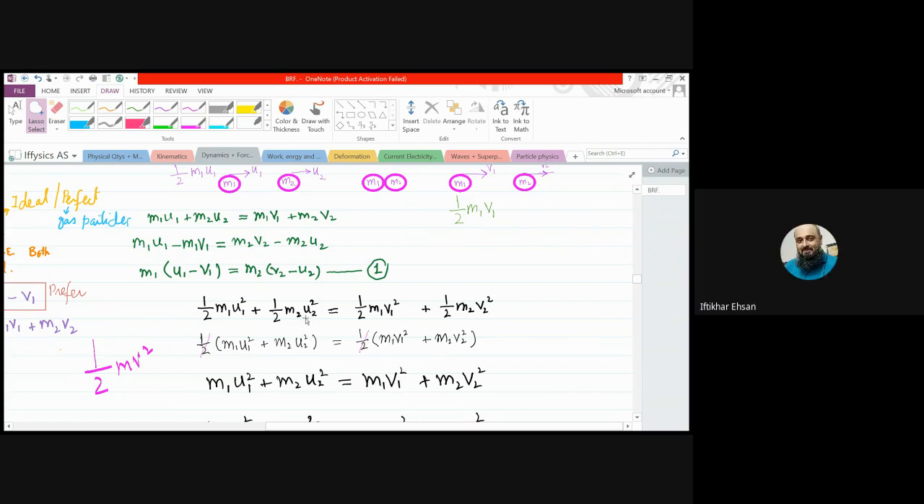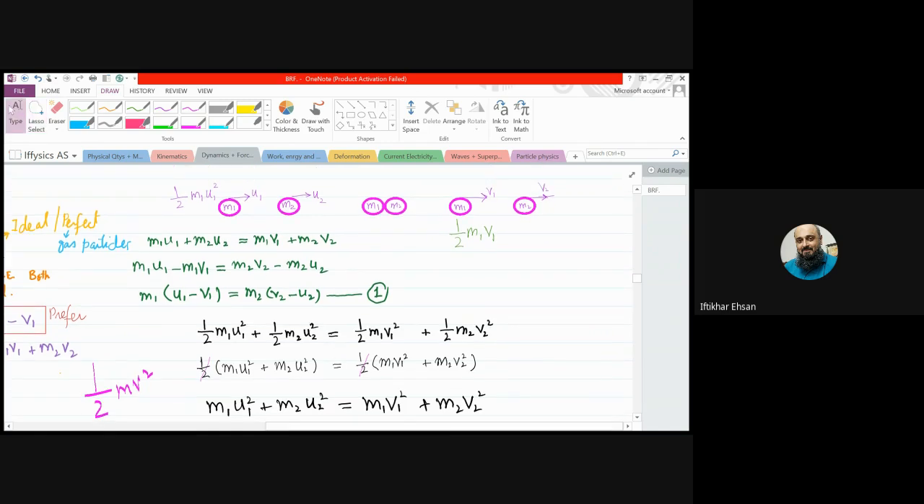Yes, sir. We are just putting the values. For the first object we put m1 and u1 in place of mass and velocity, with the velocity squared. Similarly for the second. After collision the velocities change from u1 to v1, so u1 will be replaced by v1, and the second object's velocity changes to v2. When we say kinetic energy is conserved, it means the total kinetic energy before collision and the total kinetic energy after collision are equal, right?